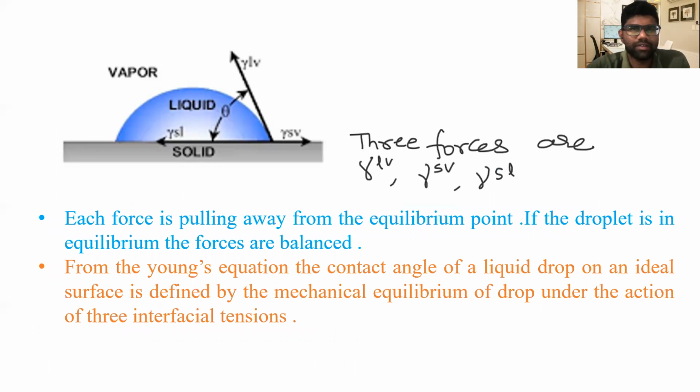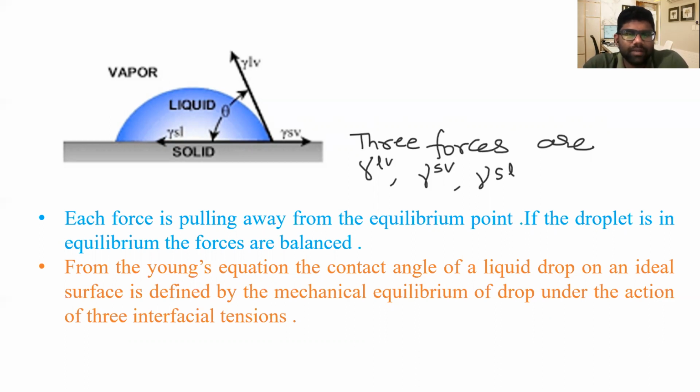Now here in this figure, we can see the three forces acting on the liquid, and we can see the contact angle theta. The three forces, solid, liquid, and vapor, are represented with gamma. Each force is pulling away from the equilibrium point. If the droplet is in equilibrium, the forces are balanced. From Young's equation, the contact angle of a liquid drop on an ideal surface is defined by the mechanical equilibrium of the drop under the action of three interfacial tensions.